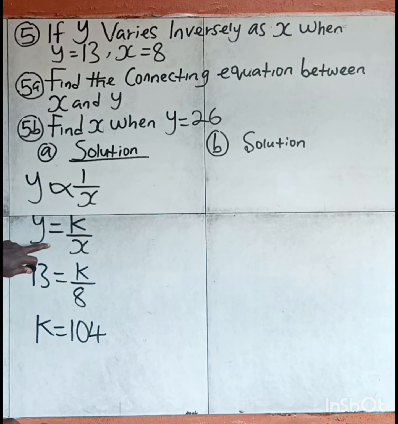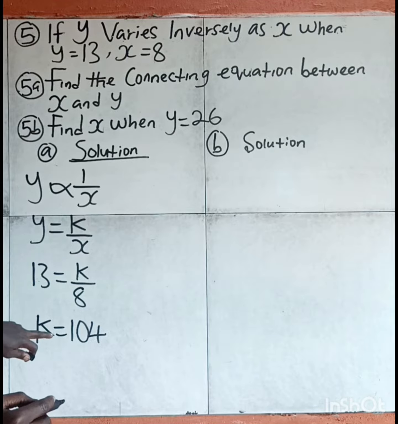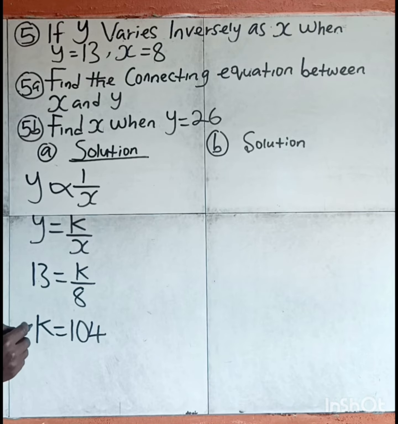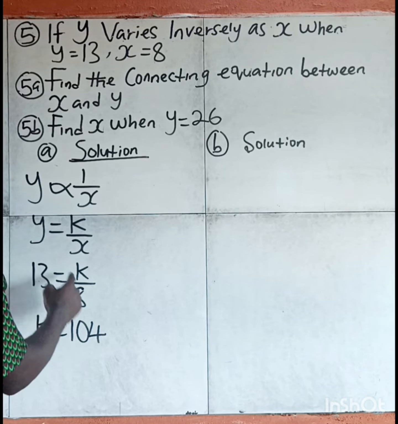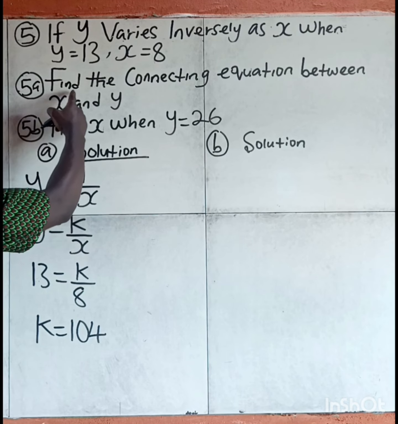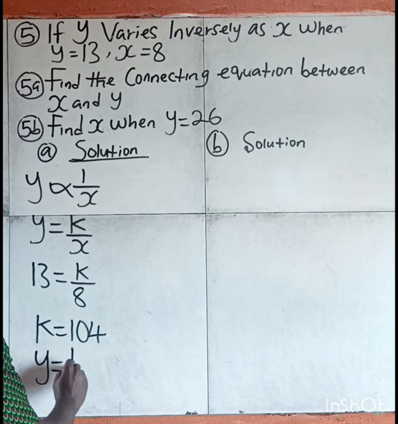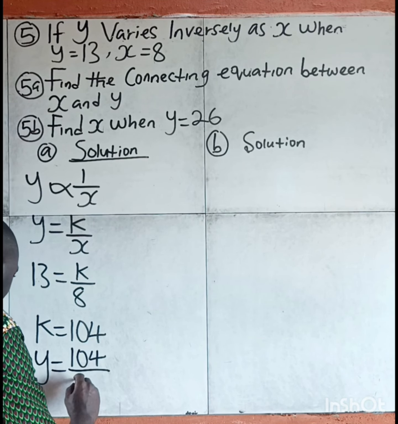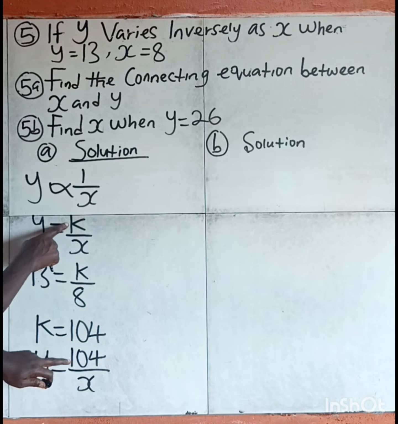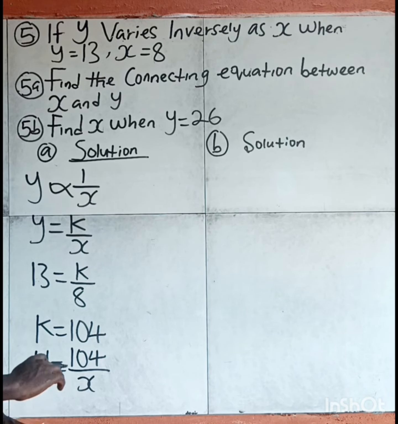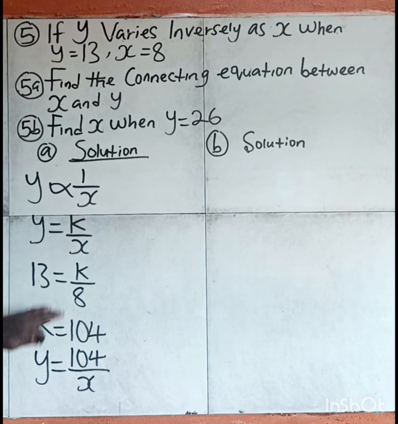To find the connecting equation, we simply need to go back and rewrite this formula. So what is my constant from this angle? My constant is what? 104. So what I'm simply going to do, go back to your formula in order for you to get your connecting equation. This is the formula. So here becomes y equal to 104 over x. You can clearly see for yourself. So this is the connecting equation. It is very, very easy. You go back and write your formula, and wherever you're having k, you substitute the value of k. So that becomes your connecting equation.